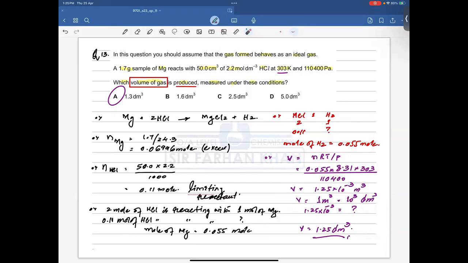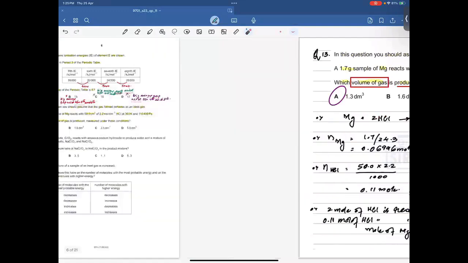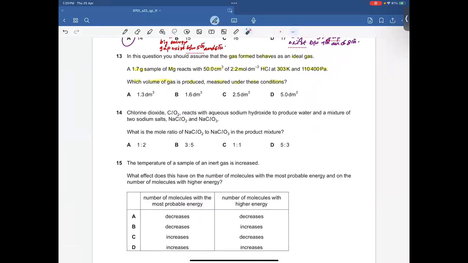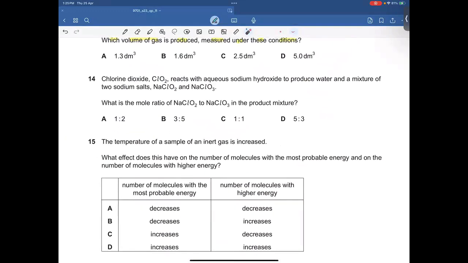So anyhow, you will get an A. That's the logical explanation with this question, because these values are given in the question, which means we have to consider them in our calculation. Otherwise, you can do a small shortcut: multiply this number of moles with the molar volume at RTP, and you'll get your answer 1.32. Okay, I hope it makes sense to you. That's a very, very long calculation. My goodness. Anyhow, question number 14.